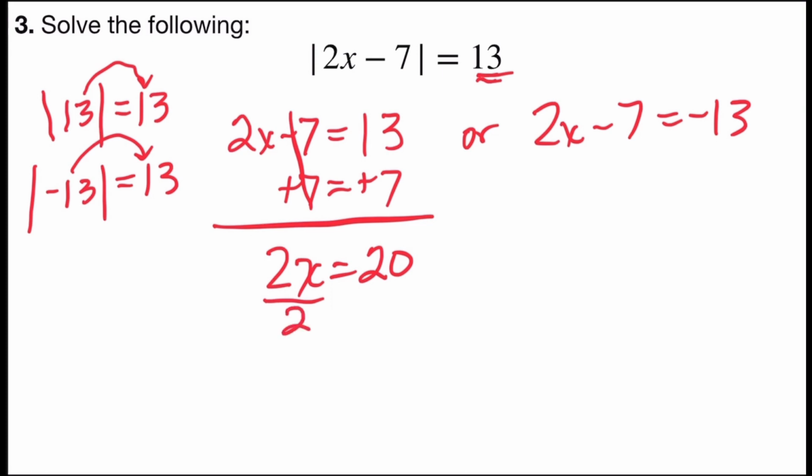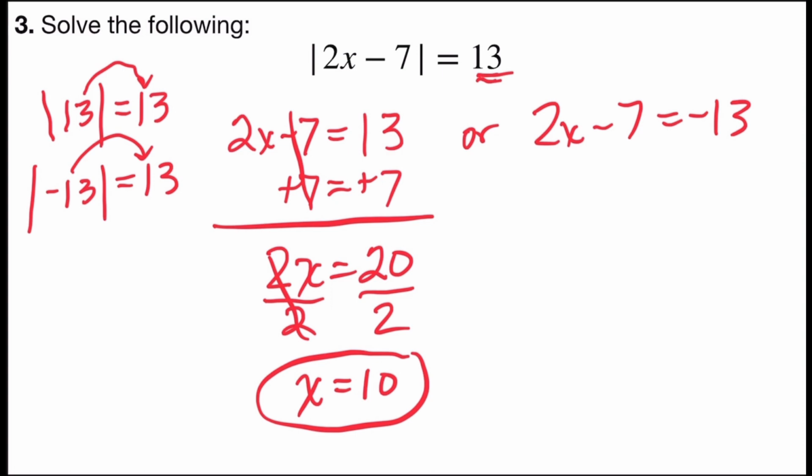Now I'll divide both sides by 2 in order to make my coefficient equal to 1. 2 divided by 2 is 1x, and 20 divided by 2 is 10. So the solution from the first case is x equals 10.